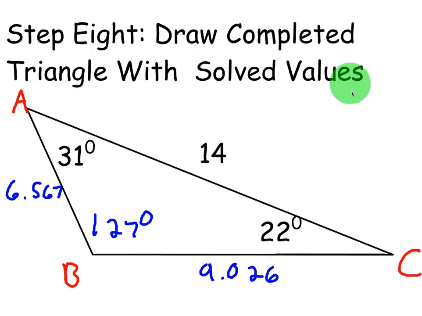Draw the completed triangle with the solid values. So here we go. Here's little c. Here is little a. We already know little b. And we solve for big B by doing 180 minus these 2. That's it. The triangle solved. We know all 3 sides, all 3 angles.